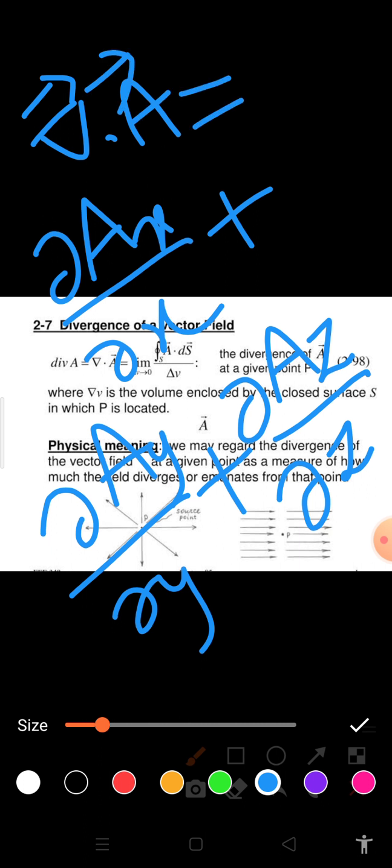Okay, this value is ∂Ax/∂x + ∂Ay/∂y + ∂Az/∂z. This is what we call the divergence of a vector field. Remember this term. Okay, next I am moving to the curl of a vector field.